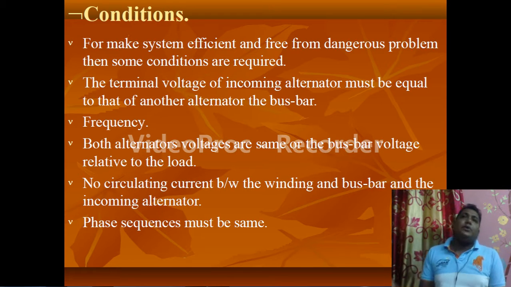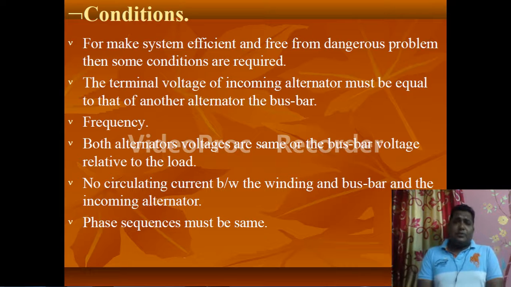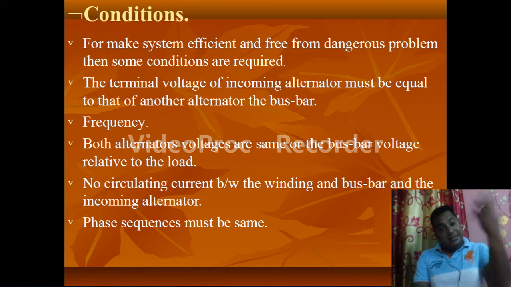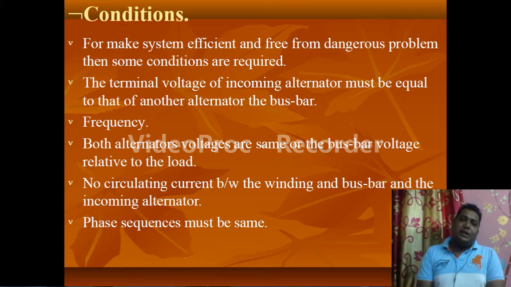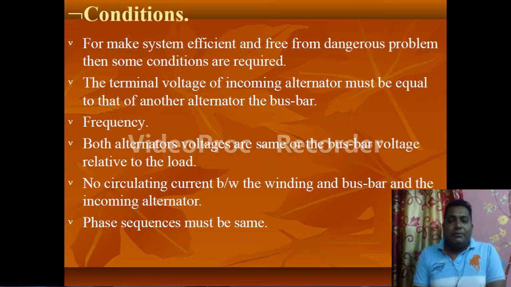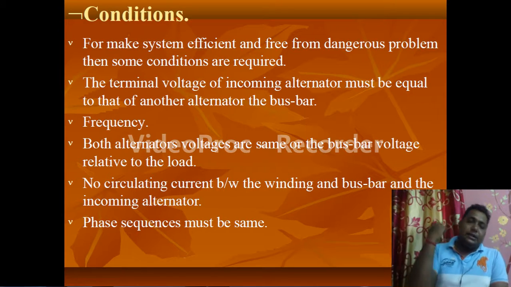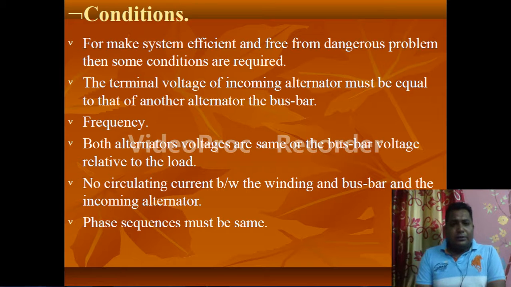Then we cannot connect them, because they will not synchronize with each other, as the frequencies are different. So when we are thinking of connecting an alternator to the bus bar, we have to think of the frequency level of that bus bar, and according to that we have to set the frequency of the alternator, and then we can connect it to the running bus bar system.